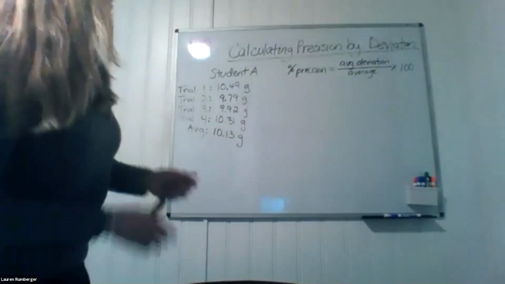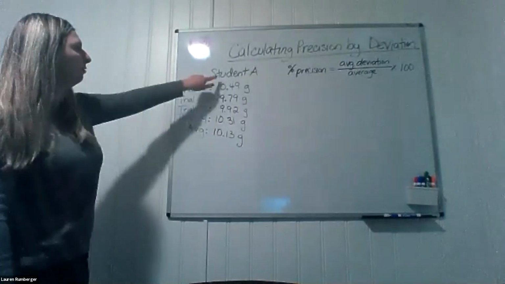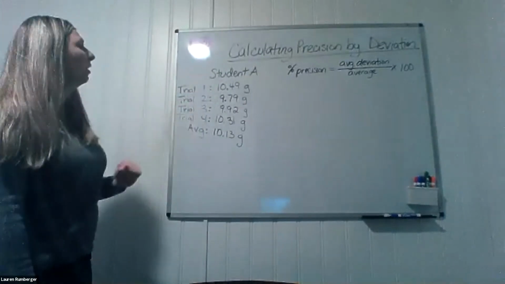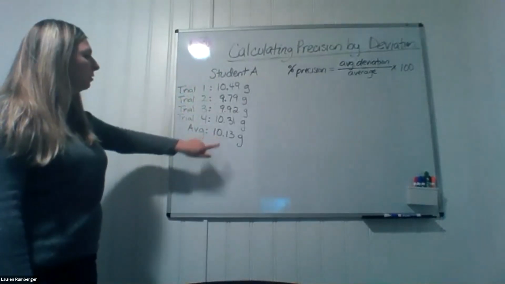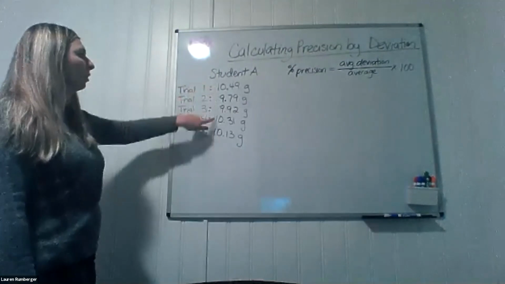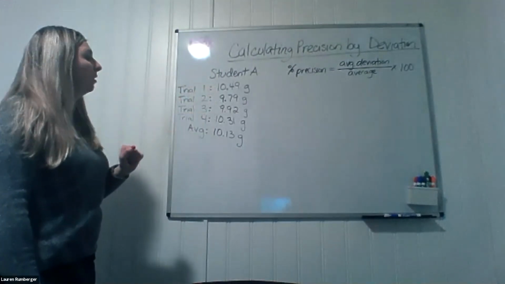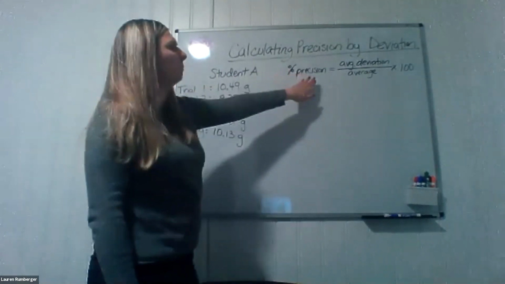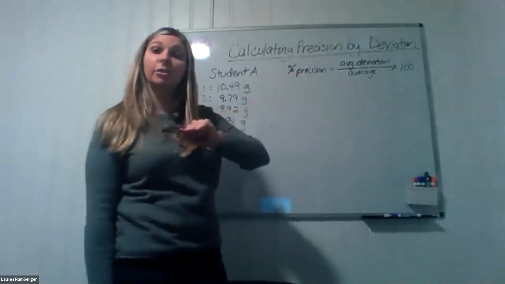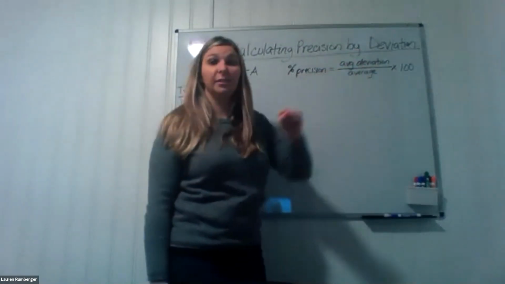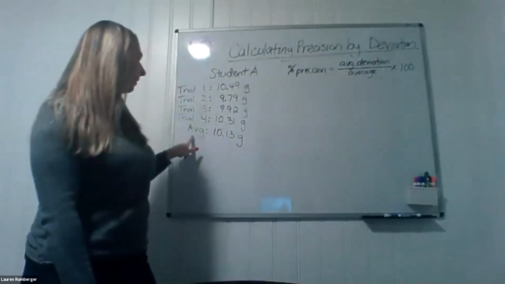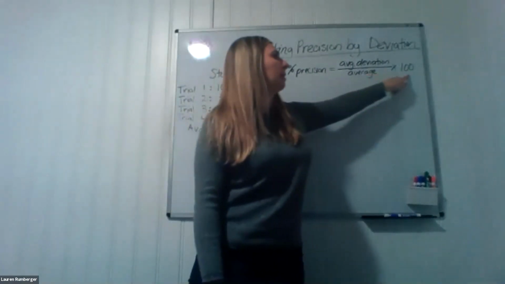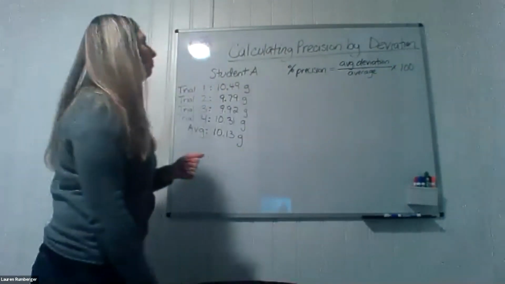So on the board here, you will see that I have written out what the trials were for student A. So the student has varying results here. And then we are also given the average of the 4 trials. Okay, so in order to determine the percent precision, what we need is to determine the average deviation and then divide that average deviation by the given average and multiply it by 100 to make a percentage.